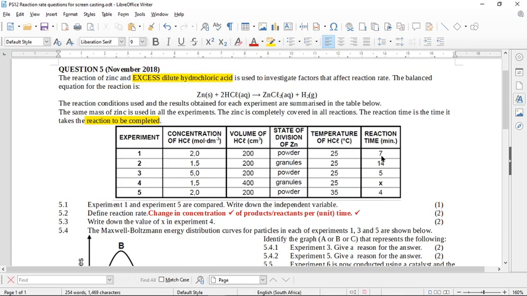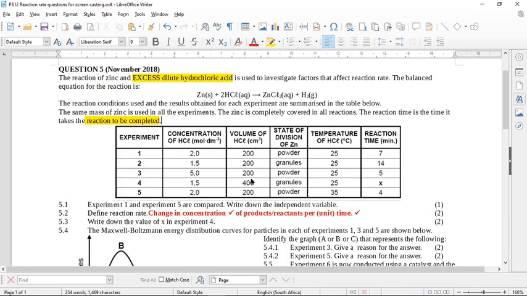When I look at a table like this, I always look to see what's been changed, okay? So we've got 2 concentrations. All of a sudden, number 3's got a very high concentration. This has got a lower concentration, so it goes high, low, very high, low, high for concentration. Then if we look at the volume, 200 cubic centimeters, 200, 200, 400 cubic centimeters, and then 200 cubic centimeters.